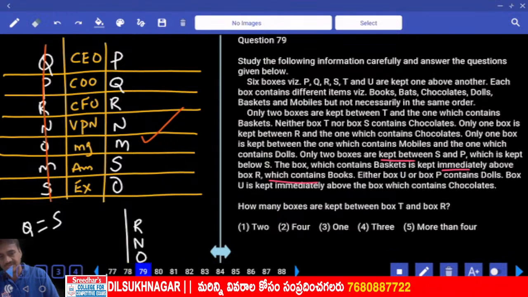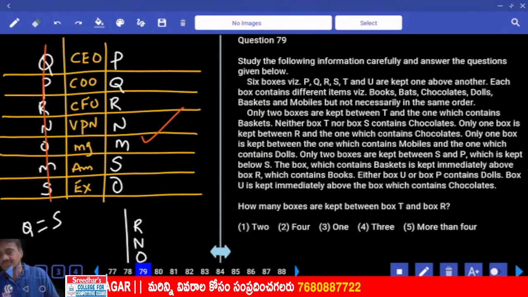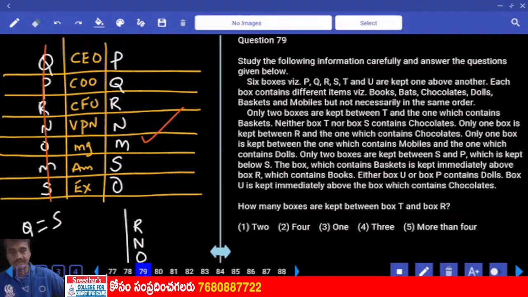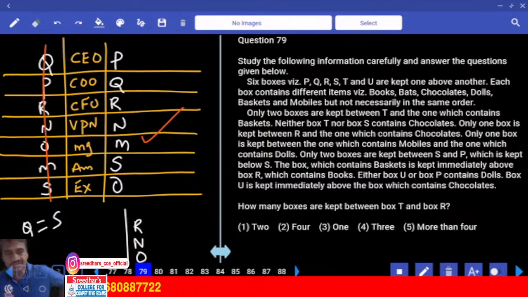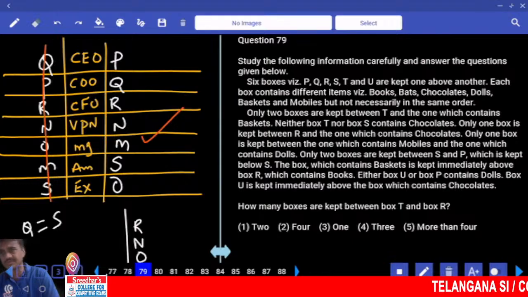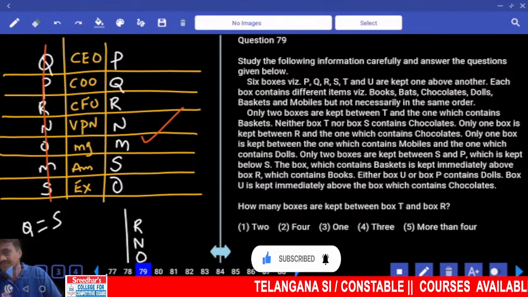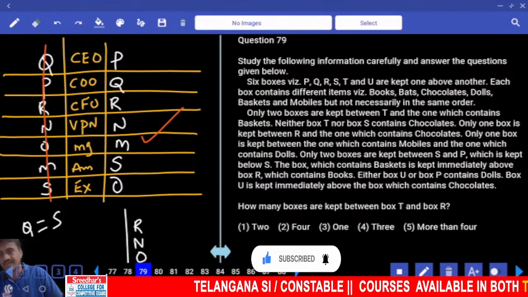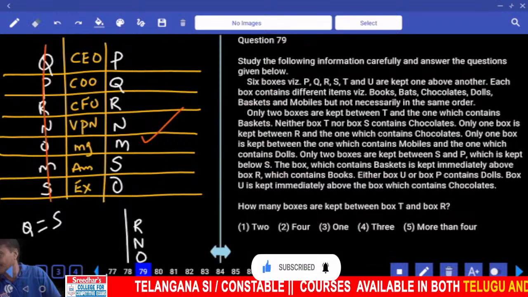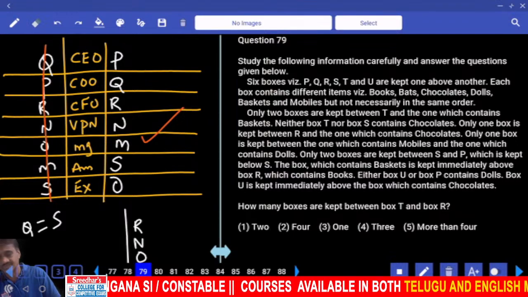Then 79 onwards. In question number 79, how many boxes are there? Only 6 boxes. These 6 boxes are stacked one above the other, and each box contains a different item. There are 6 boxes and 6 items. Now the first priority is not available, so we work out the second priority, since there are parameters about the boxes.